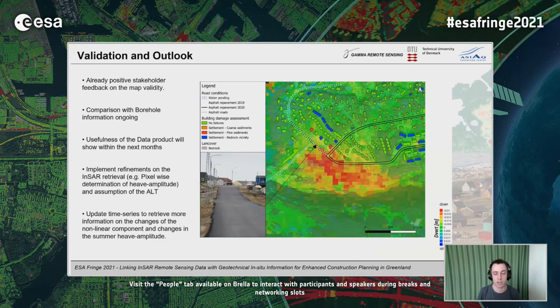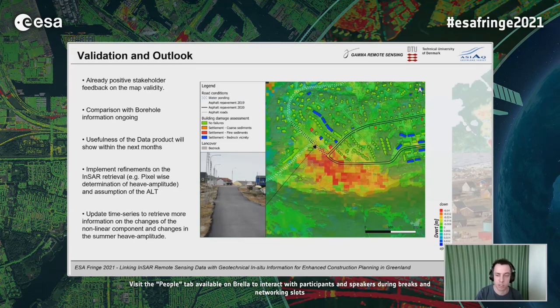The project is actually finalized currently, and the first stakeholder feedbacks are already positive, but we need a little bit more time, or one has to work with the data actually to get the proper feedback. So therefore, the usefulness of the data will show within the next month.